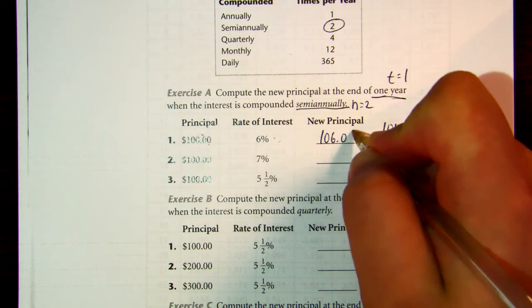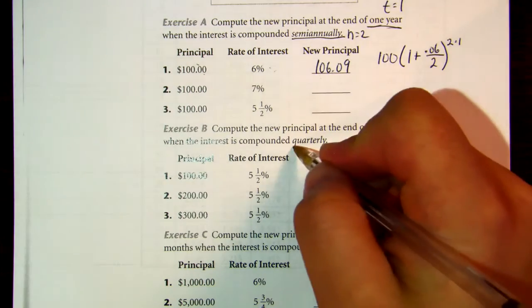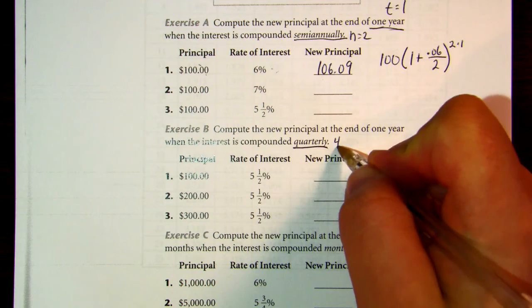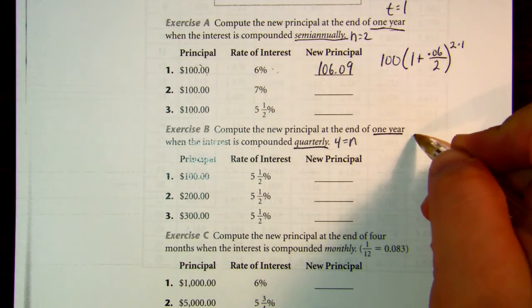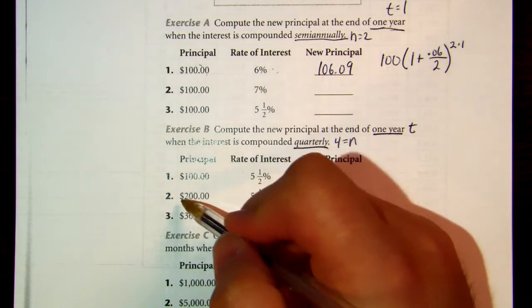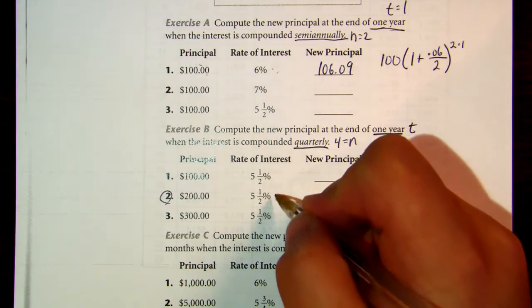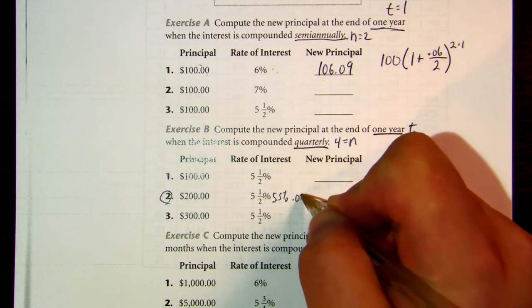Or 9 cents. Okay. So now, what happens when it's compounded quarterly? Quarterly means 4 times. So 4 times per year is going to compound. So that's our N, for 1 year, that's our T. So let's do number 2. $200 at 5.5%. So again, 5.5% as a decimal, and we know a half is 0.5. So what is 5.5% as a decimal? That's going to be 0.055.